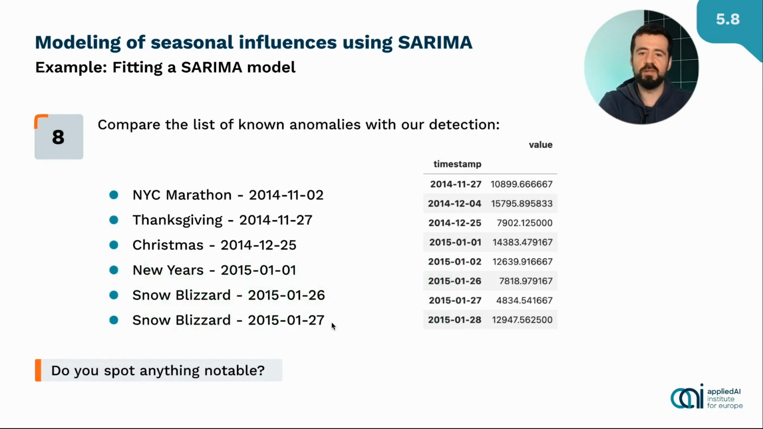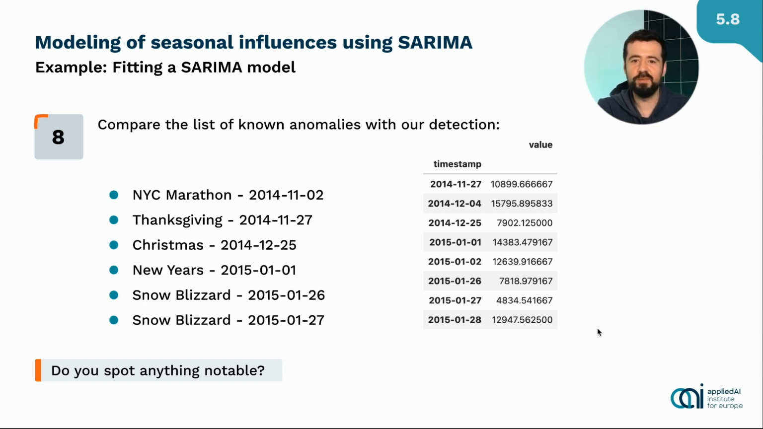Let's have a closer look at what we found and what we knew about this data set. Here we see on the left side the anomalies that we knew in advance, and on the right side, we see the anomalies that we identified via forecasting. I invite you to pause the video for a moment, compare these two lists, and see if you spot anything notable. Can you explain why we found more anomalies than we knew before?